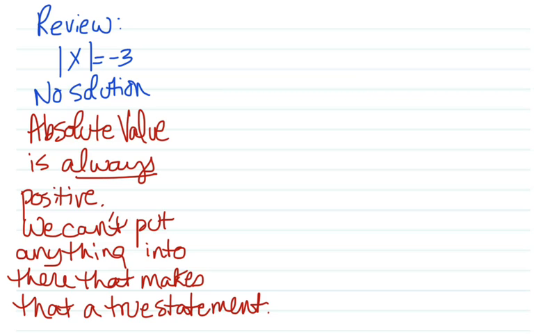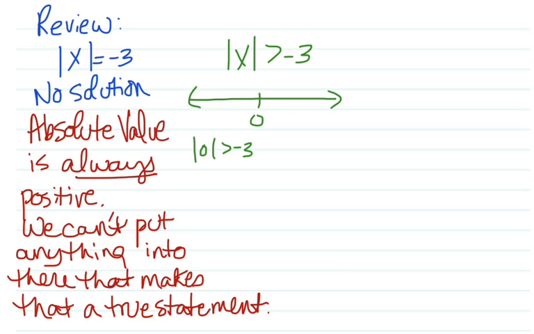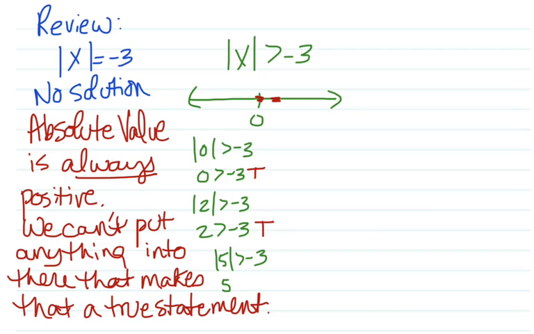So now let's look at some inequalities with negative signs, because they are a little bit different. So let's try absolute value of x greater than negative 3. Let's just test some values in there. Absolute value of 0 greater than negative 3 means 0 is greater than negative 3. That's true. Let's try another number to the right, a bigger number. 2 is greater than negative 3. That's true. Let's try a bigger number. 5 is greater than negative 3. That's true. So notice it's that whole direction that way that's going to get shaded.